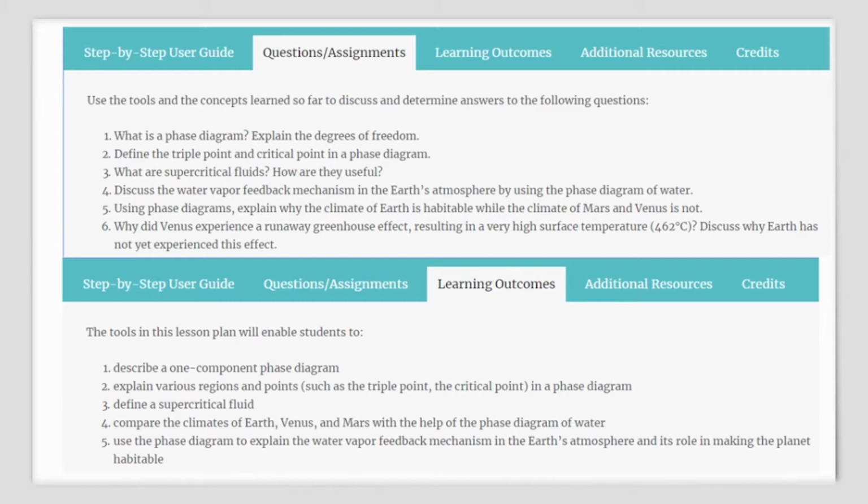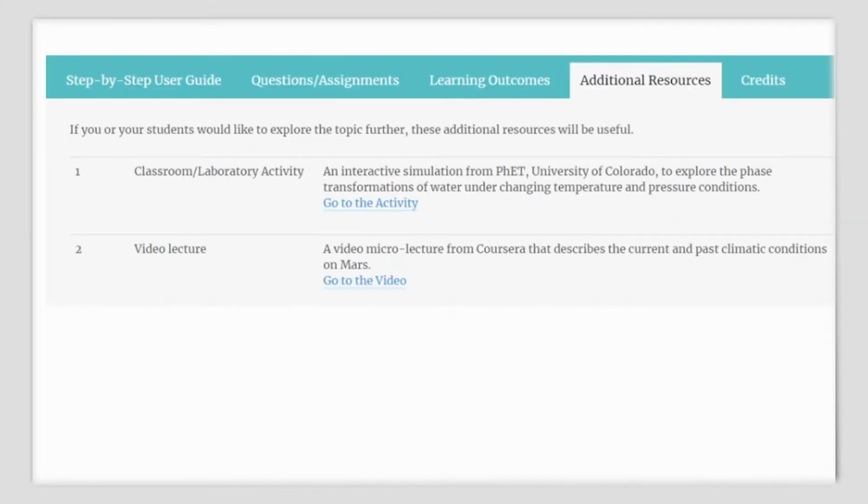5. Use the phase diagrams to explain the water vapor feedback mechanism in the Earth's atmosphere and its role in making the planet habitable. If you or your students would like to explore the topic further, some additional resources are provided in this lesson plan. We invite you to take a look at them.